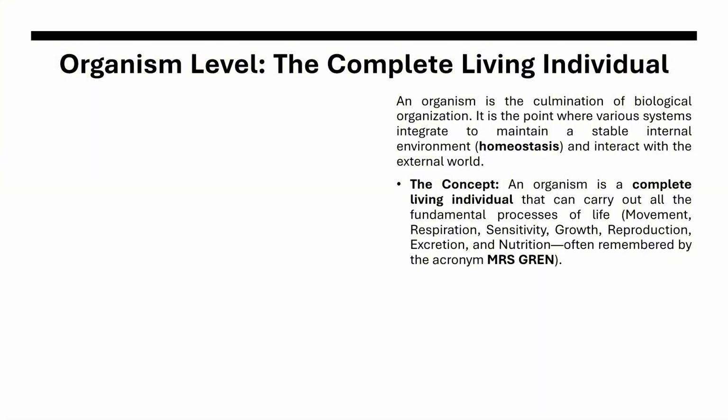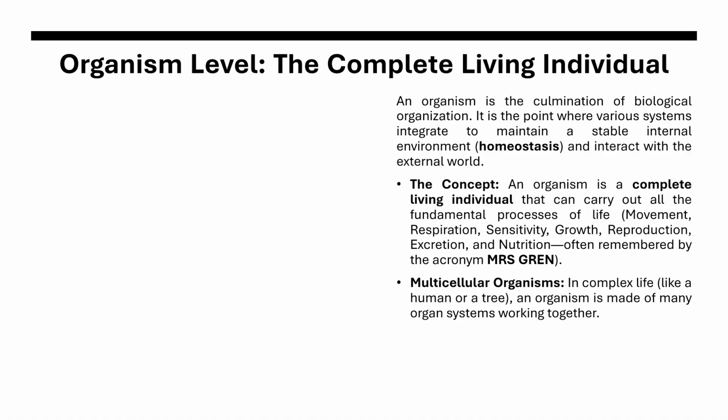If you remember the first lecture, you can easily understand this one, that scientists use a specific checklist of 7 fundamental processes. You can remember them with a mnemonic or an acronym, that is Mrs. Gren. This is M for movement, R for respiration, S for sensitivity, G for growth, R for reproduction, E for excretion, and N for nutrition. So if an entity can perform all 7 of these, it is officially an organism. Whether it is a giant beluga whale or a tiny blade of grass, they all follow these same rules of life.